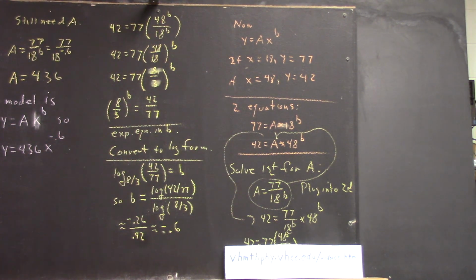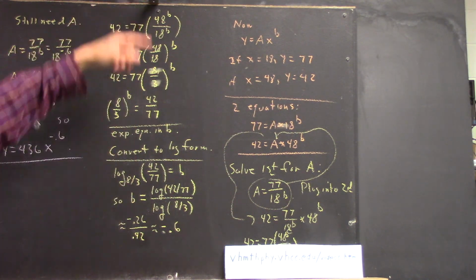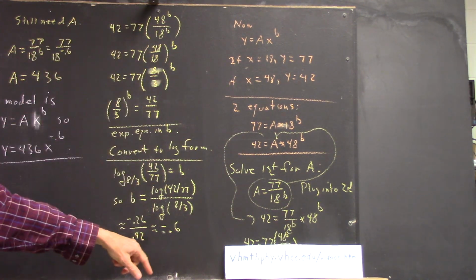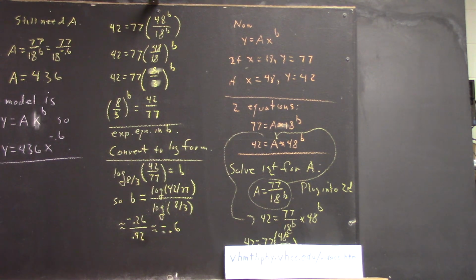So Y equals 436x to the negative 0.6, okay? Now we get to our ultimate question. How often is that pendulum going to oscillate?